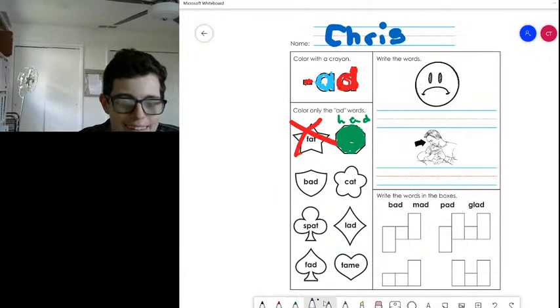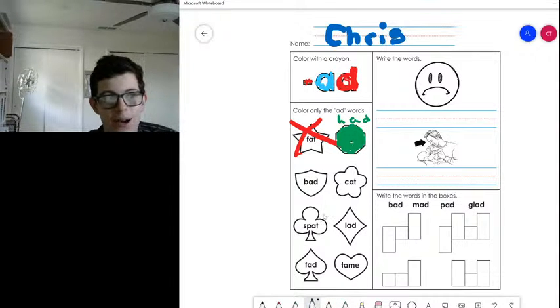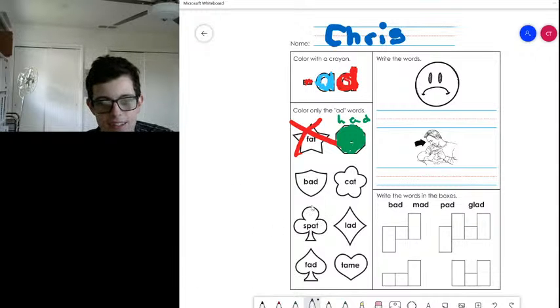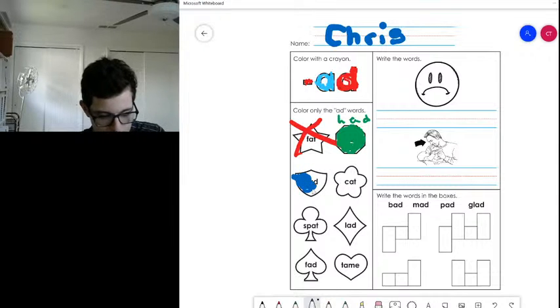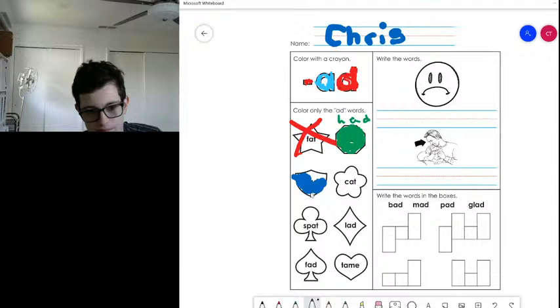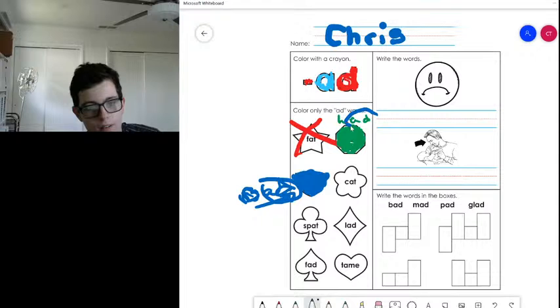Alright, bad. As for bad, it has the AD ending. Add has the AD sound, so we're going to say it's an AD word. Let's color it in. It's going to get nice and colored. Bad. Our AD ending, we'll circle our AD ending there.